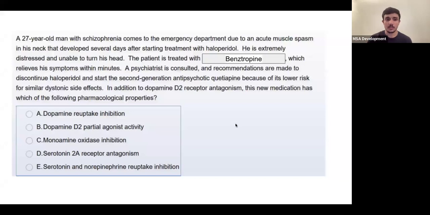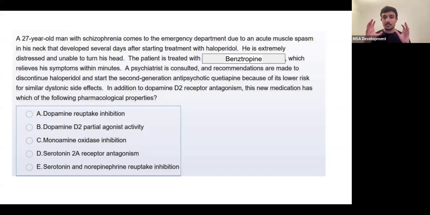So, okay. So this is a patient. He has schizophrenia. They're telling you he was started with haloperidol a few days ago, okay? But then he got an acute muscle spasm in his neck. What can this acute muscle spasm be? Extrapyramidal side effect. Acute dystonia.